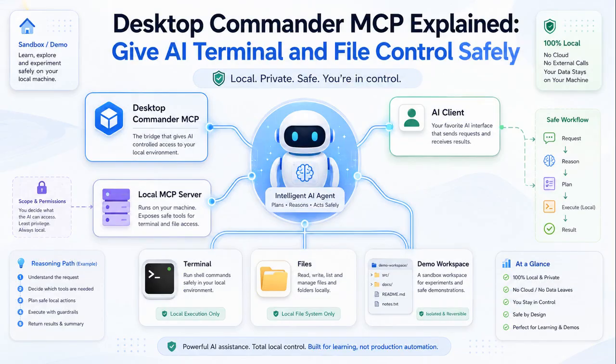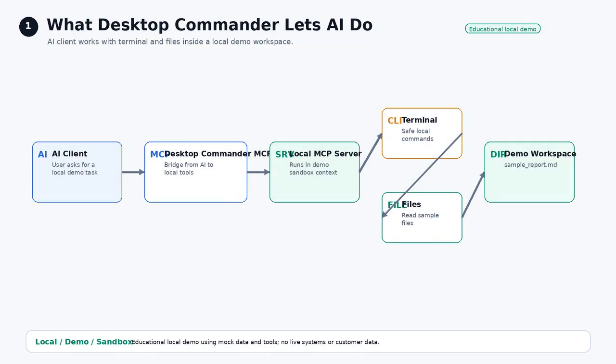Desktop Commander MCP gives AI local terminal and file tools, but the real skill is using that power safely. Let's begin with what Desktop Commander lets AI do. Desktop Commander MCP gives an AI assistant controlled access to terminal, files, search, previews, and code edits. The payoff is simple. The assistant can inspect a local project, run safe commands, preview files, and suggest focused edits. But that power also makes the setup security sensitive.